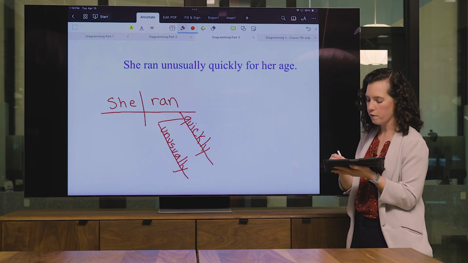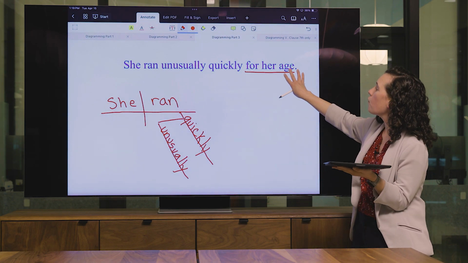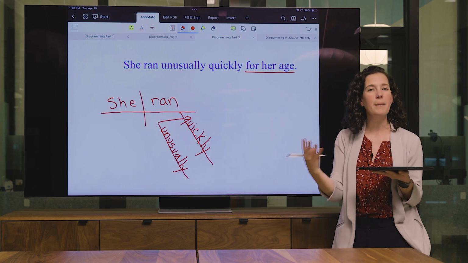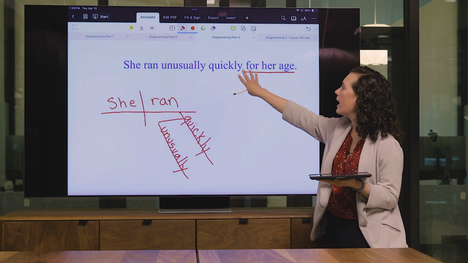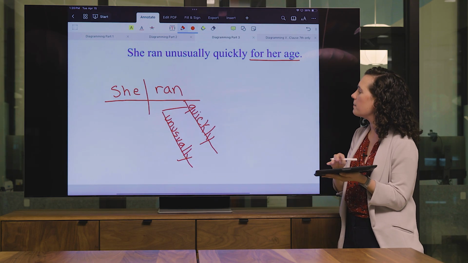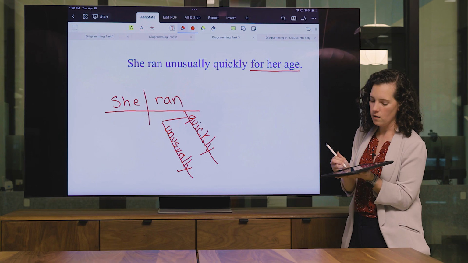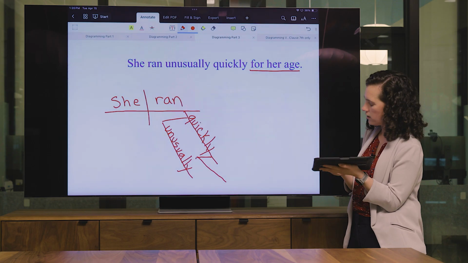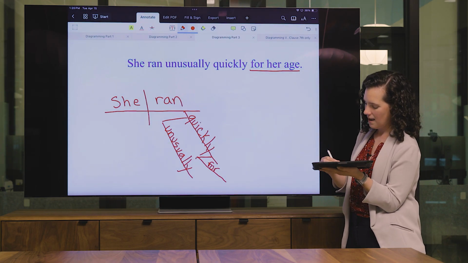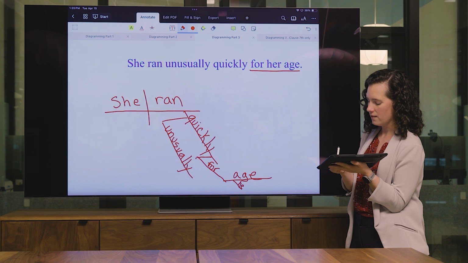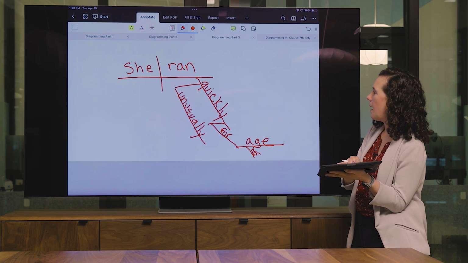And then we have this prepositional phrase, for her age. For her age is describing quickly. It was quickly for her age. It may not have been quickly in comparison to other people that are older, but for her age, she was quick. So we add this prepositional phrase, for her age, describing the adverb quickly. To do that, we draw a line to the left, and then our preposition goes on our slanted line, for, and then we have age, our object of the preposition, and her, our adjective describing age. And that is our whole diagram.